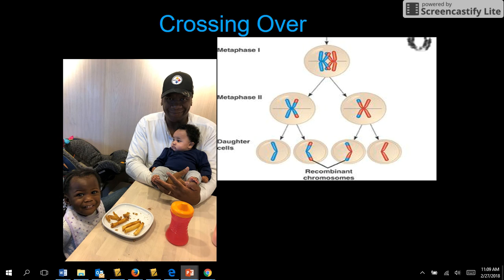So that is crossing over. Crossing over is when, only in meiosis, the chromosomes come together, they touch, and they cross over or exchange information. And this is what makes all egg and all sperm cells different. This is what makes siblings look different as well.